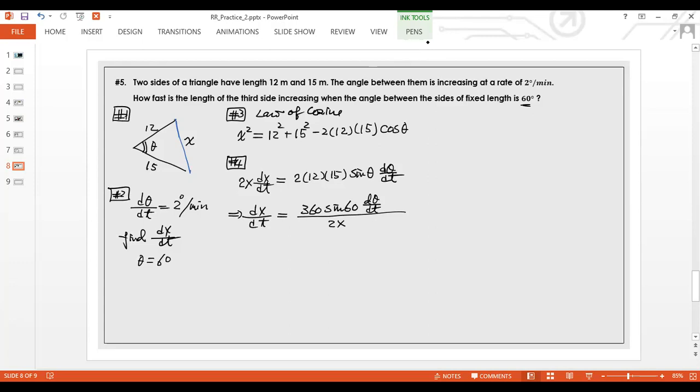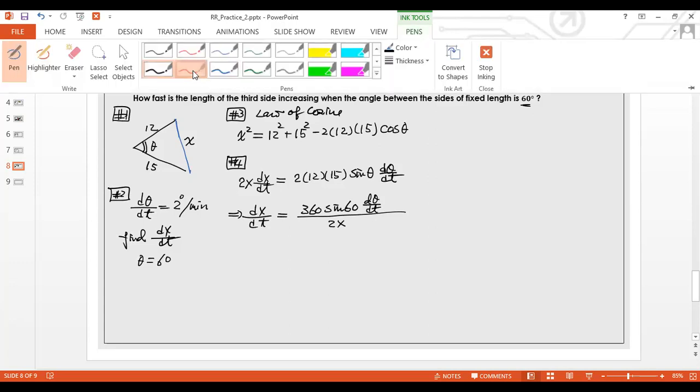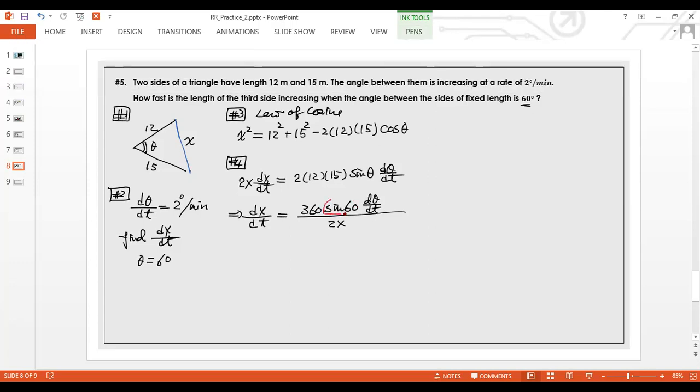Okay, so let's see here. We can put the value. Sine 60 is what? What is the sine 60 degrees? It is the square root of 3 over 2, right? And now I'm going to find the d theta dt.